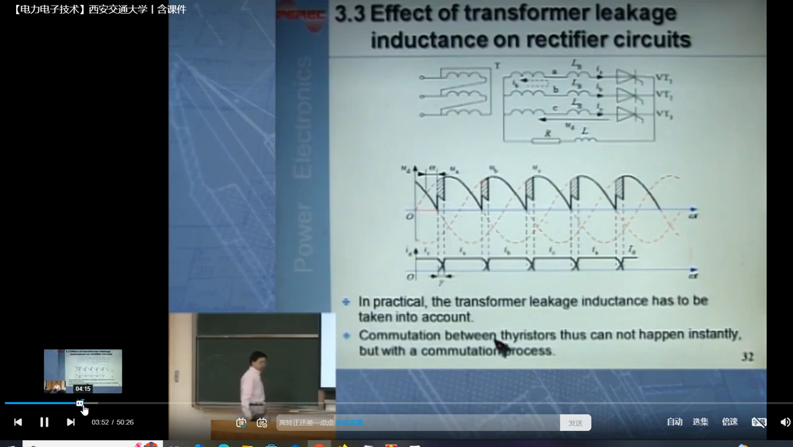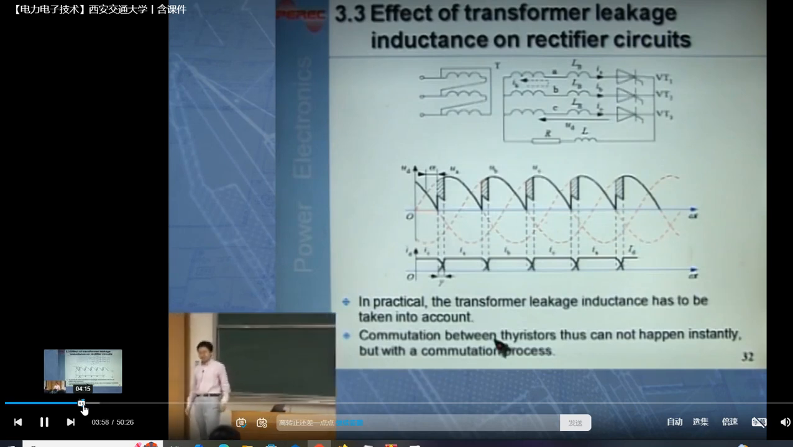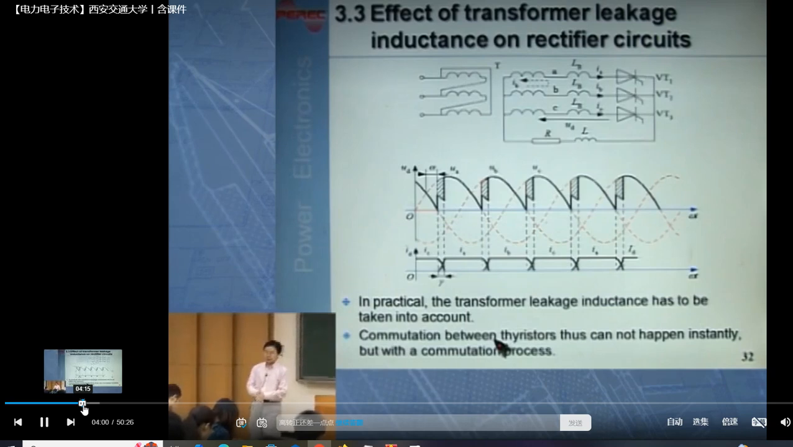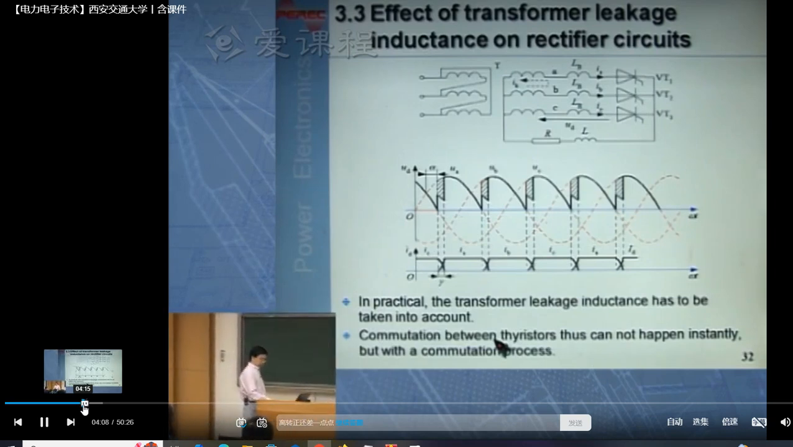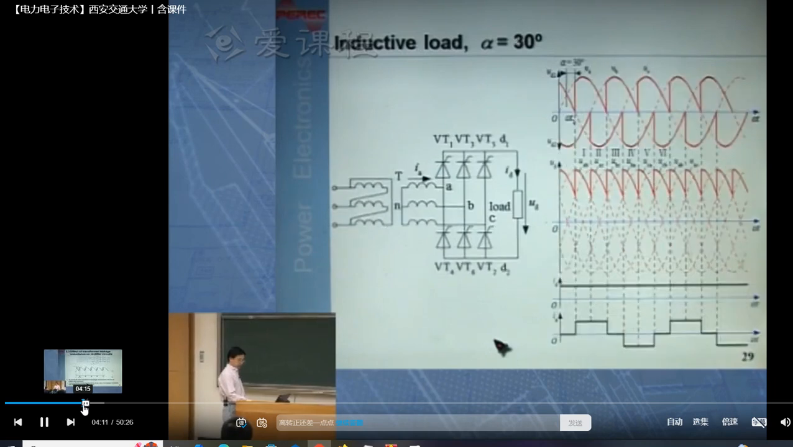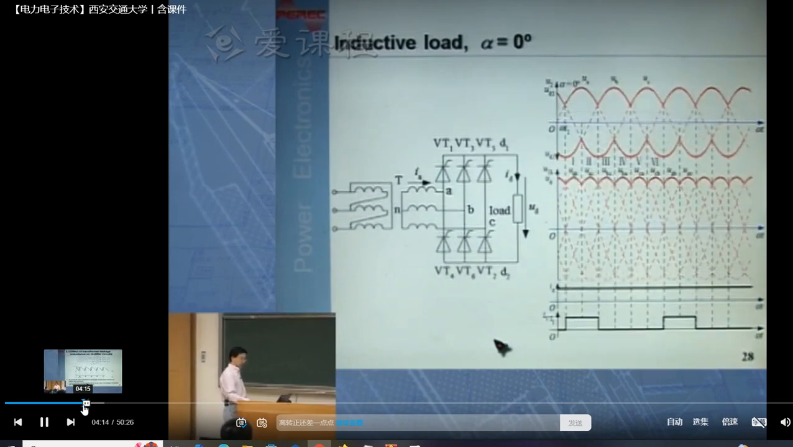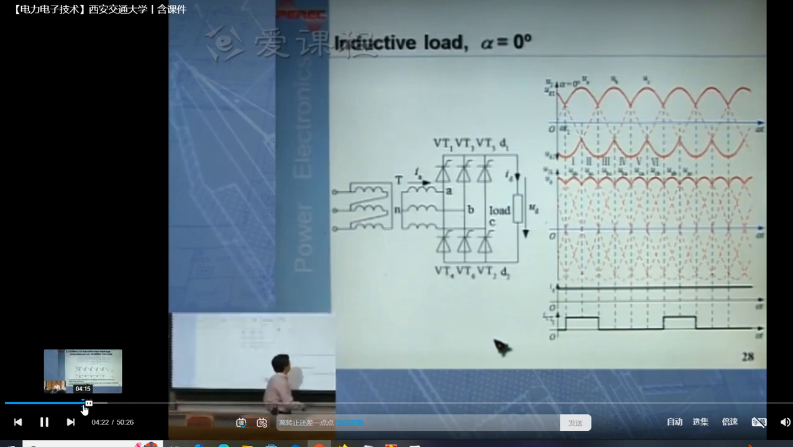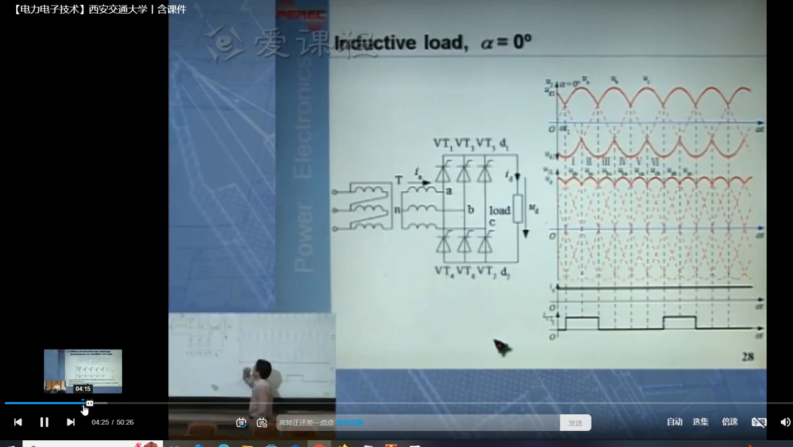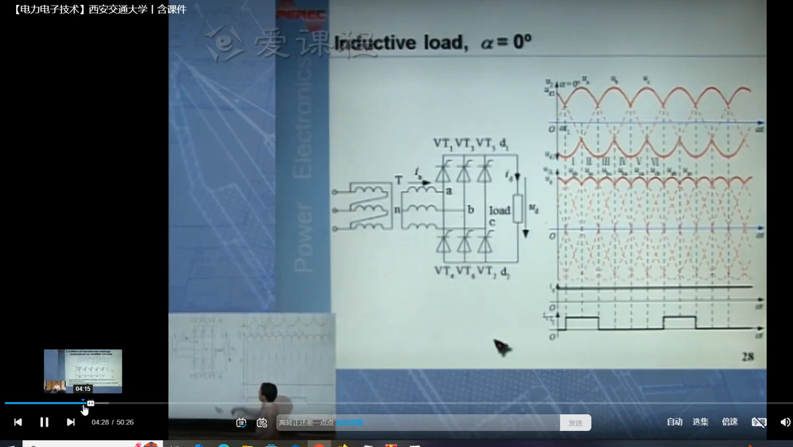And then in the following part, I would like to discuss with you another issue, actually. We didn't notice before. This issue is, let's come back to the current waveform. Let's see over here. Okay. This is the inductive load. Inductive load for three-phase bridge rectifier circuit.